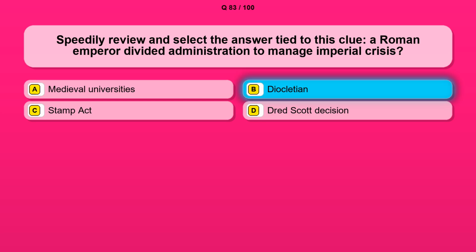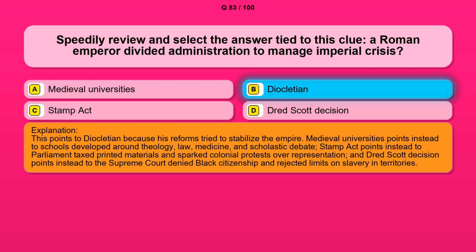The correct answer is option B, Diocletian. This points to Diocletian because his reforms tried to stabilize the empire. Medieval universities points instead to schools developed around theology, law, medicine, and scholastic debate. Stamp Act points instead to Parliament taxed printed materials and sparked colonial protests over representation. And Dred Scott decision points instead to the Supreme Court denied black citizenship and rejected limits on slavery in territories.